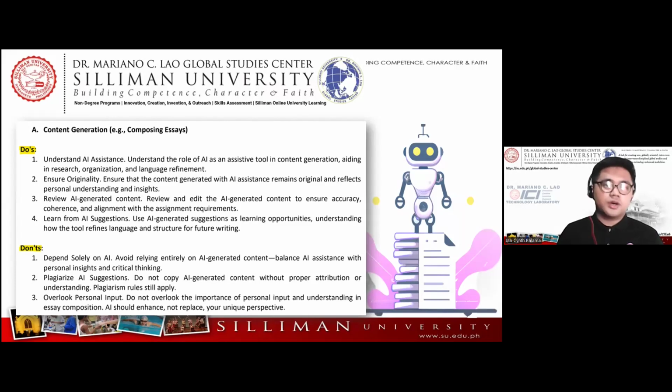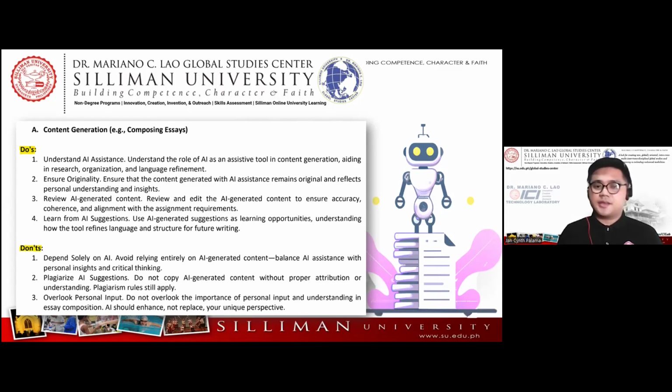Next are the don'ts of content generation. First, do not depend solely on AI. Avoid relying entirely on AI-generated content. I just want you to balance AI assistance with your personal insights and critical thinking.